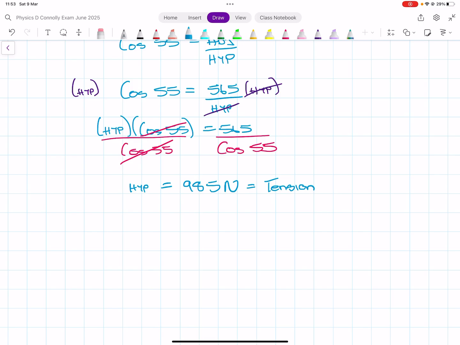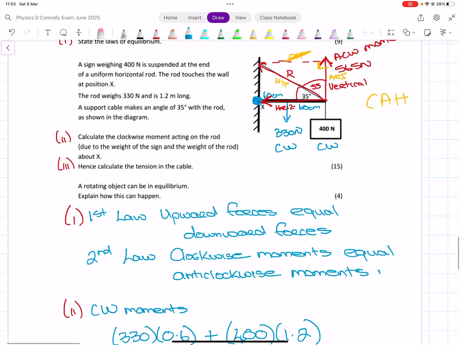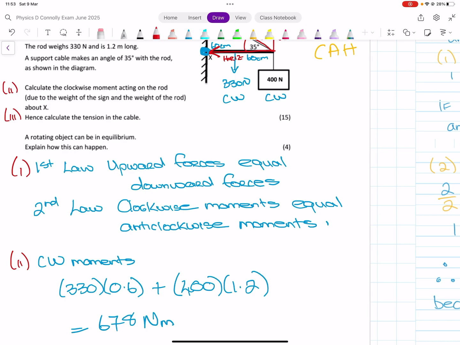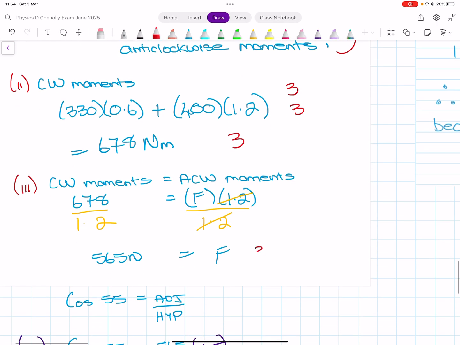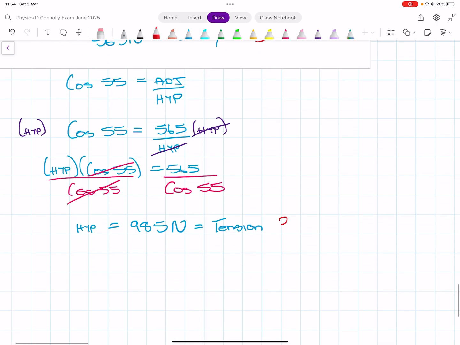So I have the marking scheme here now. This here was 6 plus 3. First one correct 6, second one correct 3. It doesn't matter which one was first, so if you only got the second one correct, you would still get 6 marks. The 678 is 3 for doing force by distance, 3 for doing the calculation, and 3 for the answer. And this last one was 3 for getting the 565, 3 for getting the answer.